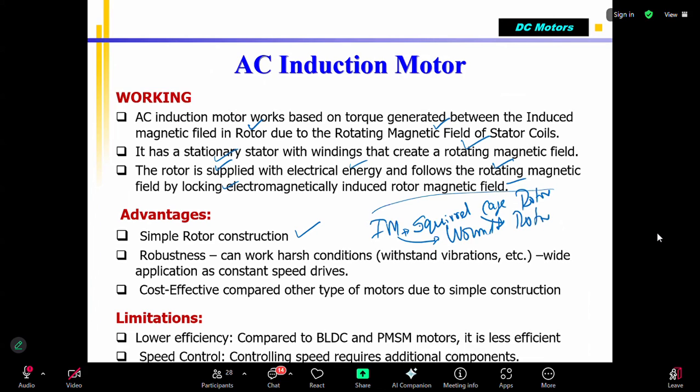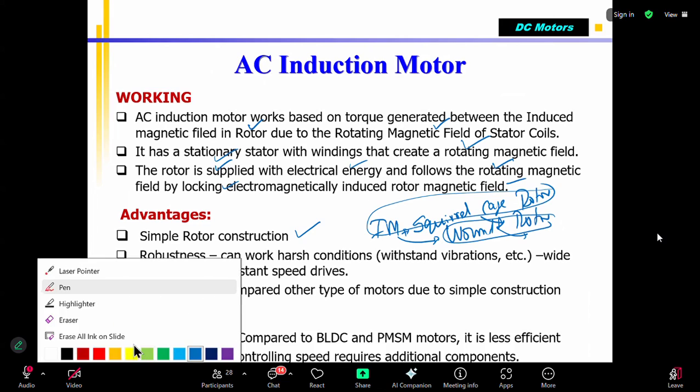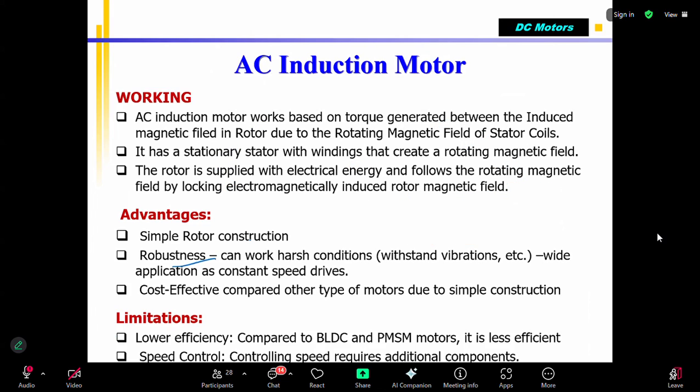This squirrel cage motor is very rugged. This also, but the only thing is here the wires will be extended. You can connect an external rheostat to adjust the rotor resistance. Please note that you are going to get some problem. Already we had a lot of derivation, all this we saw. Okay, remember that. Robustness: because of that, specifically the squirrel cage type motor can work in harsh conditions, like vibration, all these things. Wide range of applications where constant speed is needed.